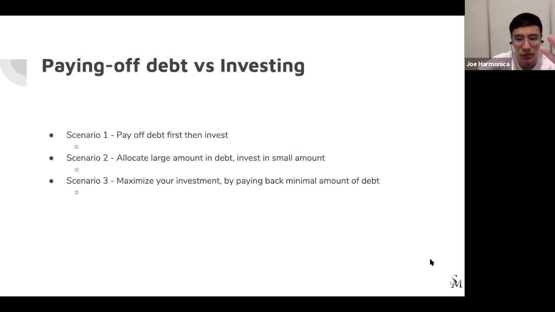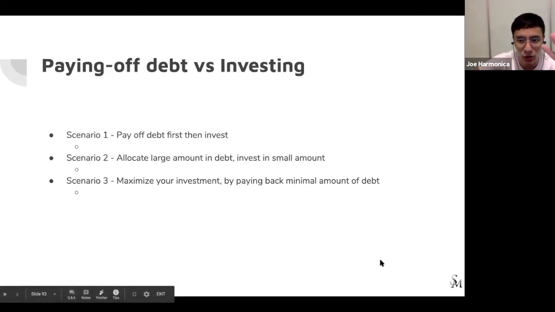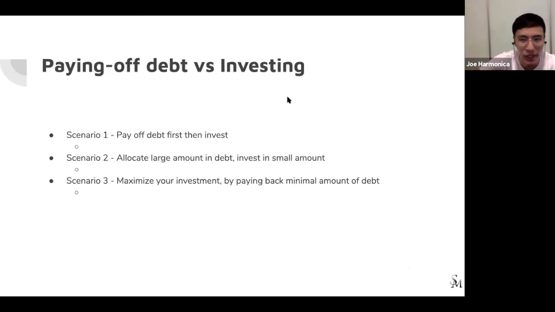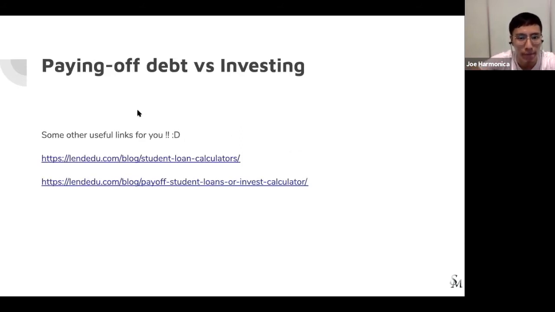Before I jump into the spreadsheet and go through these 3 scenarios with you, I would like you to take a moment and think right now: which scenario do you think you will go for, and which approach are you more comfortable with if you have debts that you need to pay and you need to invest? Type in 1 if you are more prone to scenario 1, 2 if you will allocate a small amount of money to investment, and 3 if you want to maximize your investment and pay a small amount of money to pay off your debt from time to time.